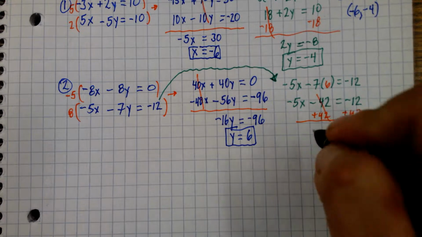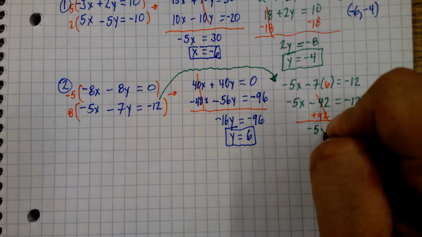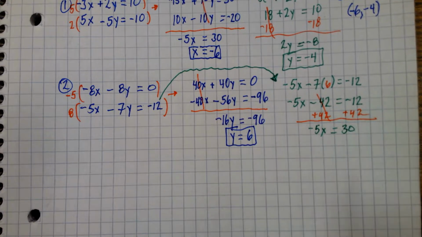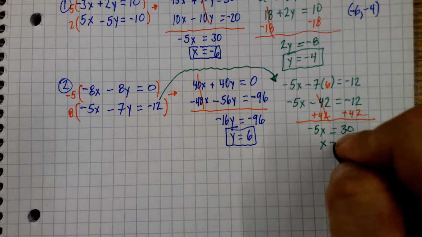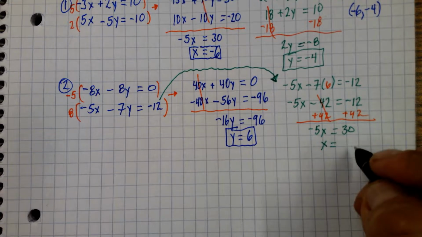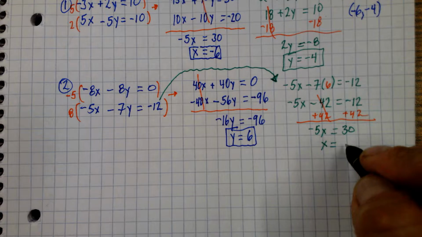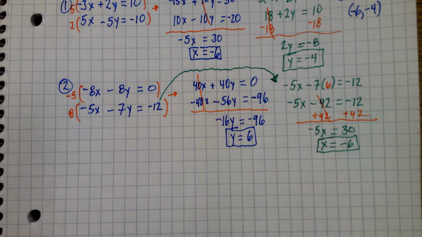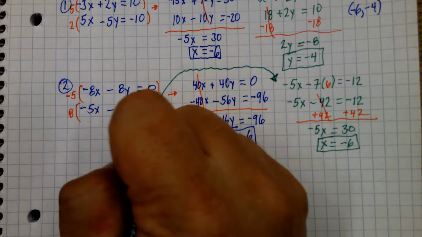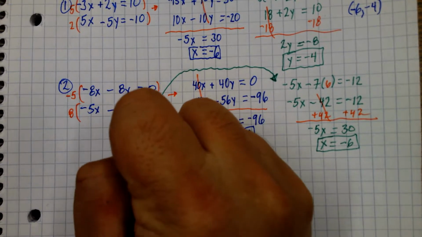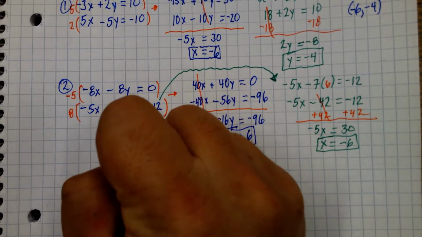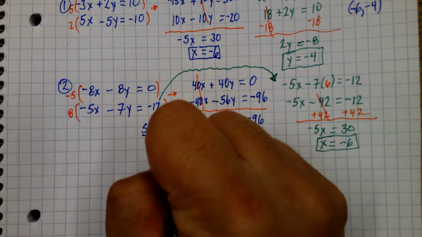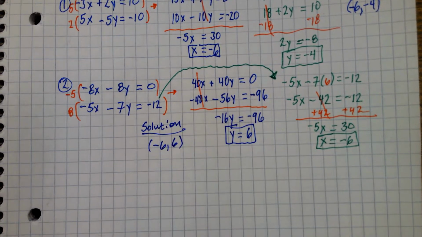So we get -5x equals 30. So that means x is going to be, what do I get? So we get -6 comma 6 as our solution. I'll write that, I'll sneak it in here. -6 comma +6. All right.